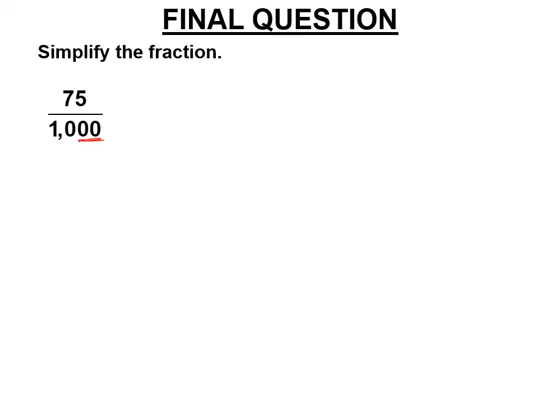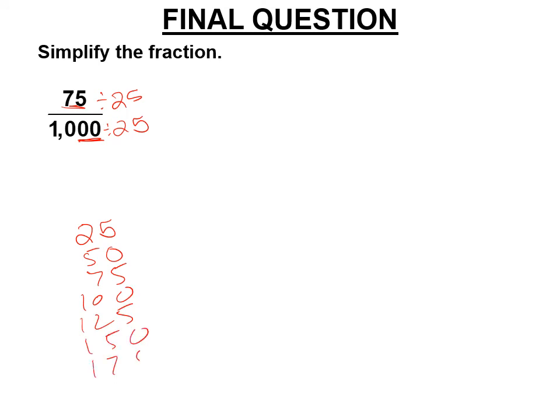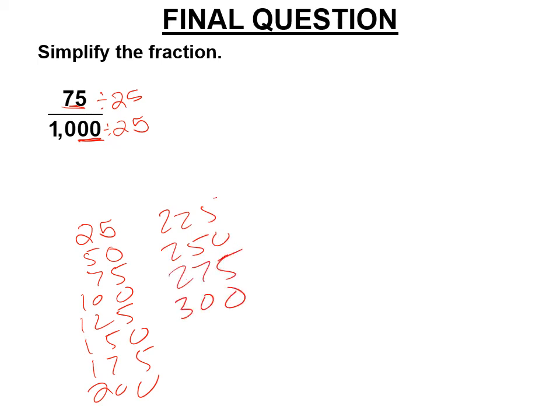There's a double zero and a 75. Anytime you see numbers like that, let's look at the 25 times table. It goes 25, 50, 75, 100, 125, 150, 175, 200, 225, 250, 275, 300. That's the way the 25 times table goes. So both of these are divisible by 25. Now 75 divided by 25 is 3.